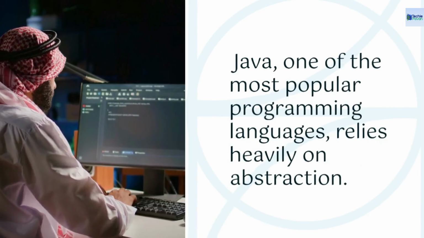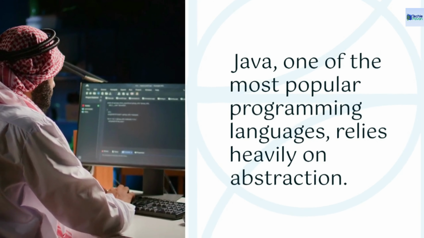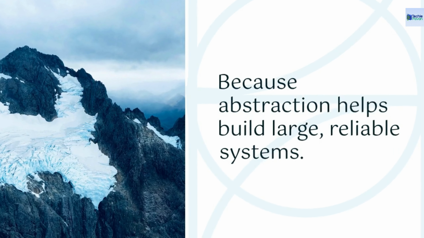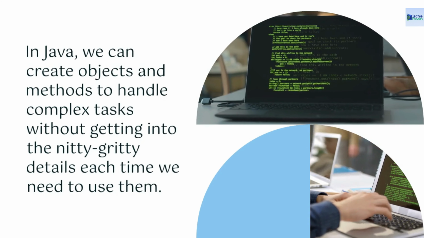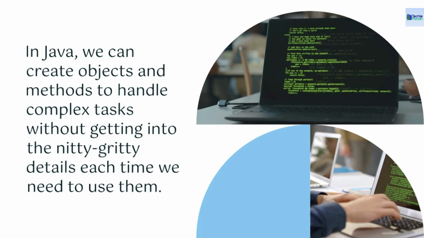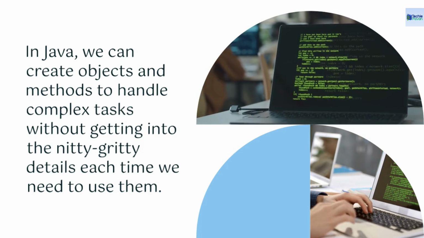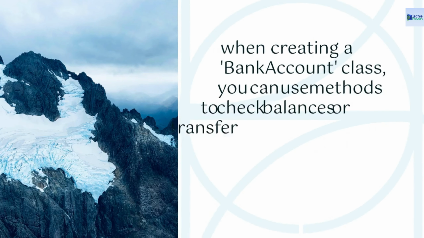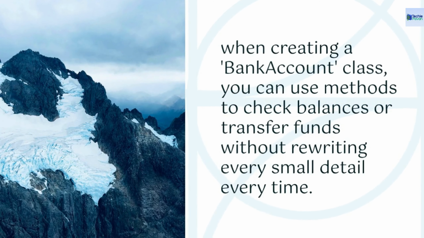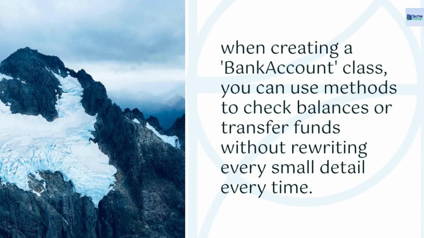Java, one of the most popular programming languages, relies heavily on abstraction. Why? Because abstraction helps build large, reliable systems. In Java, we can create objects and methods to handle complex tasks without getting into the nitty-gritty details each time we need to use them. For example, when creating a bank account class, you can use methods to check balances or transfer funds without rewriting every small detail every time.